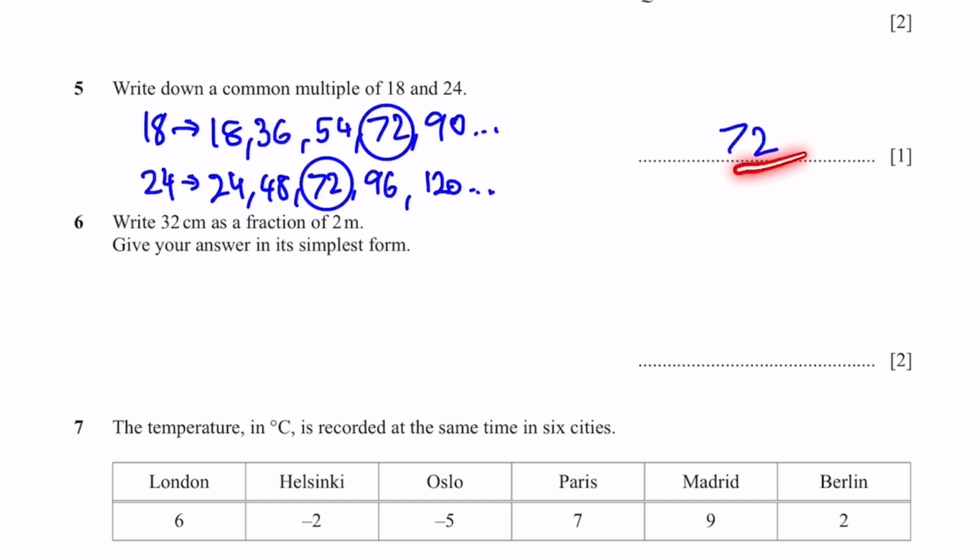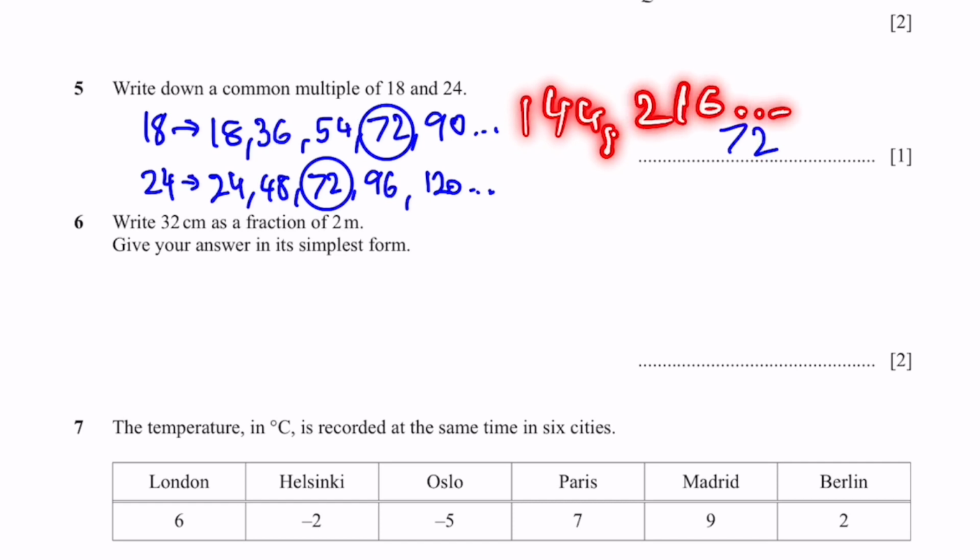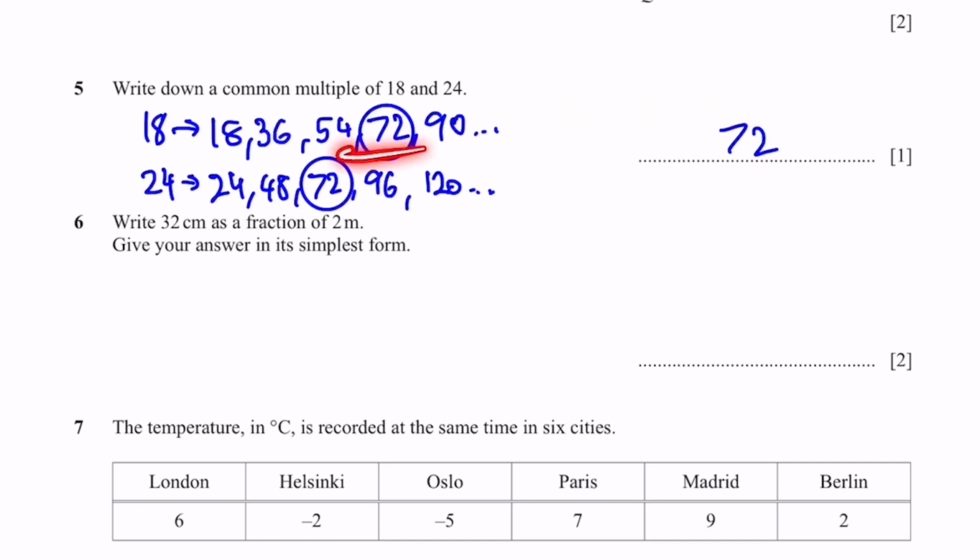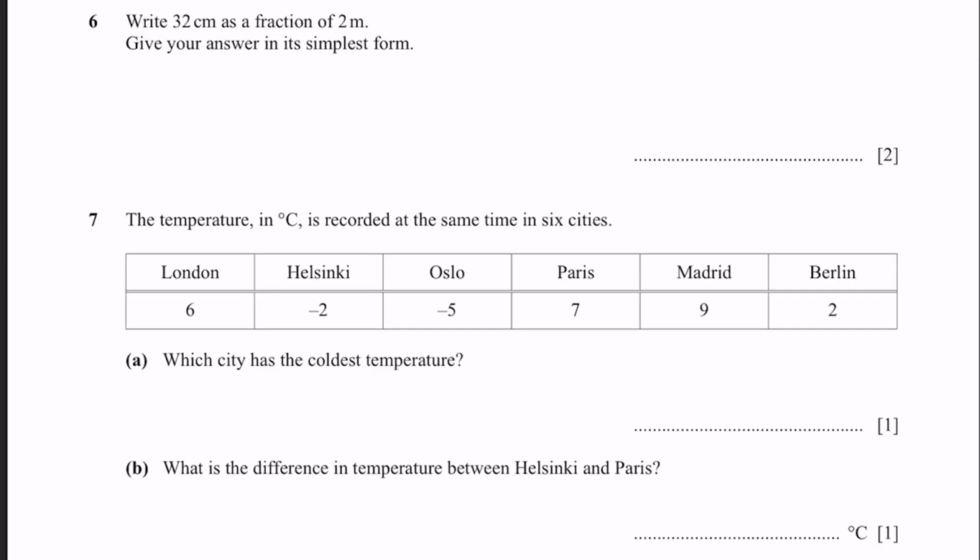It doesn't have to be only 72. There are other options, like because it's not the lowest common multiple asked, you can write even 144 or 216 and so on. Any multiple of 72 is correct. Let's go to the next question. Question 6. Write 32 centimeters as a fraction of 2 meters.